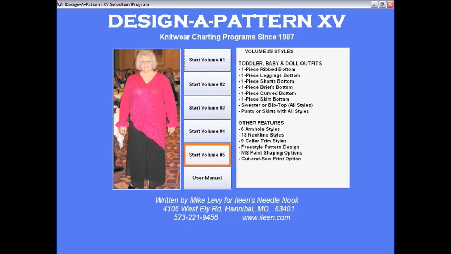Finally, Volume 5 focuses on creating outfits for toddlers, babies, and dolls. In addition to small cardigan and pullover tops, styles include onesies and bib top outfits with leggings, shorts, and brief bottoms. Simple pants and skirts are also included with each pattern. Doll starter sizes range from Barbie and Ken to 18-inch American Girl dolls.